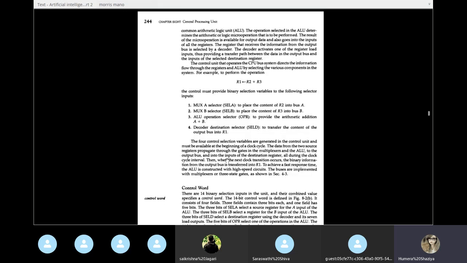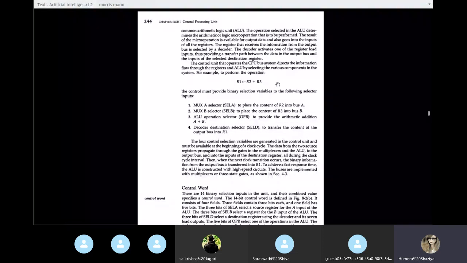Okay, so suppose you have to perform an operation R1 equal to R2 plus R3. What is this? You are adding the contents of R2 with the contents of R3, and storing the sum or the result into R1. These are 3 general purpose registers.